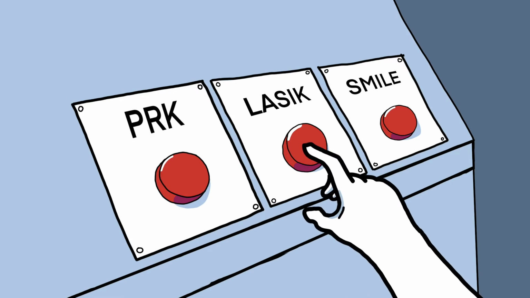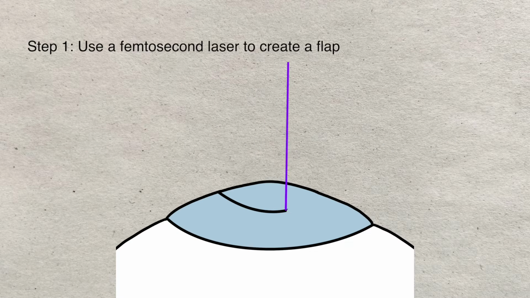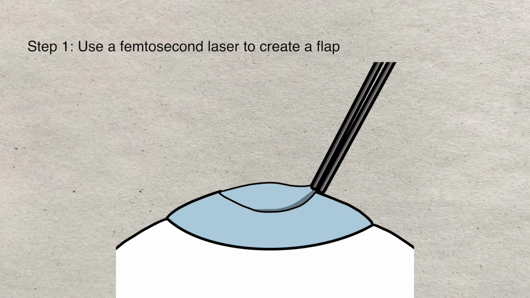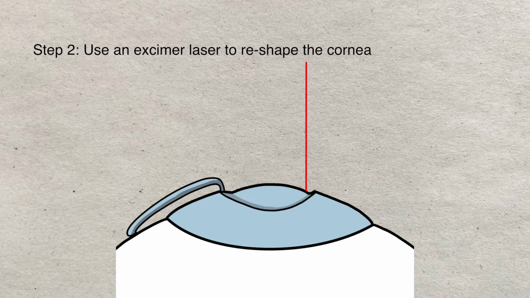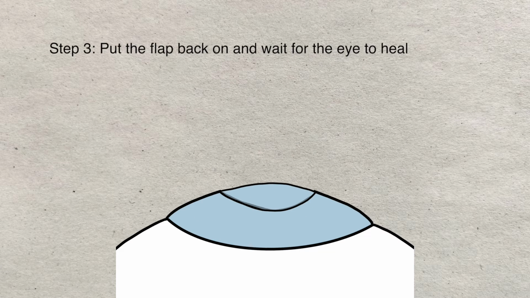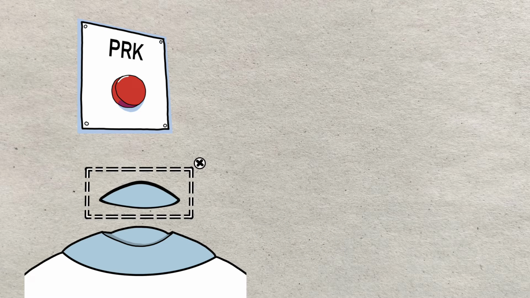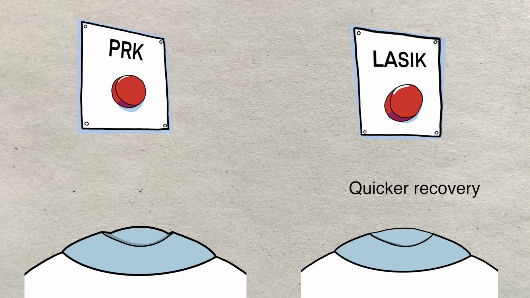Moving on to LASIK. How it's performed. Step 1. Use a femtosecond laser to create a flap. Step 2. Use an excimer laser to reshape the cornea. Step 3. Put the flap back on and wait for the eye to heal. Unlike PRK, in LASIK, the flap is returned to its original position, leading to a much quicker recovery time.